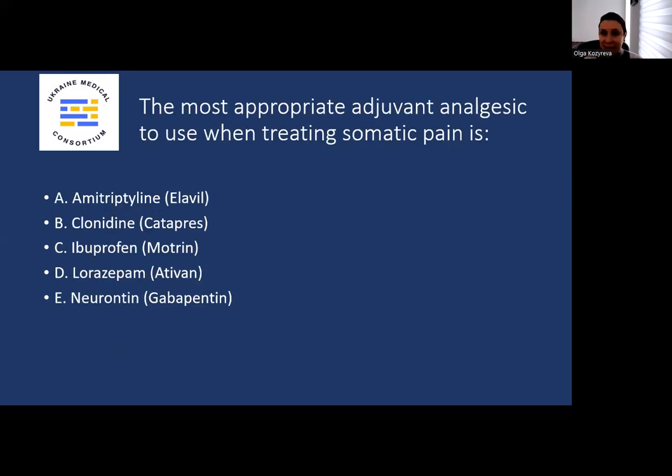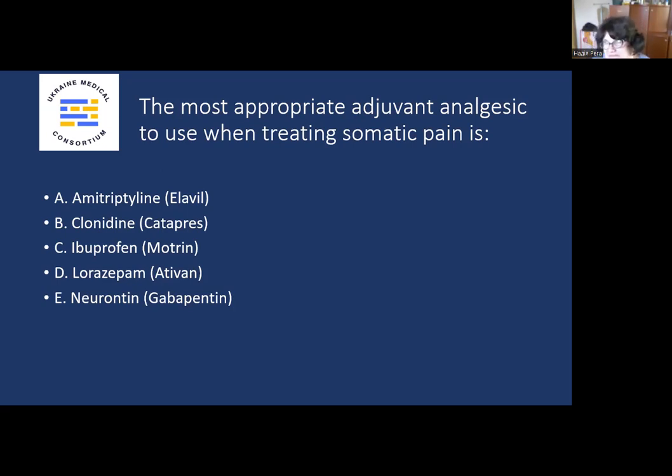So another question I have for you: what's the most appropriate adjuvant analgesic when you're treating somatic pain? Somatic pain is again musculoskeletal pain, joint pain, pain related to any somatic body part. So what would you use? Amitriptyline, clonidine, ibuprofen, lorazepam, or Neurontin?